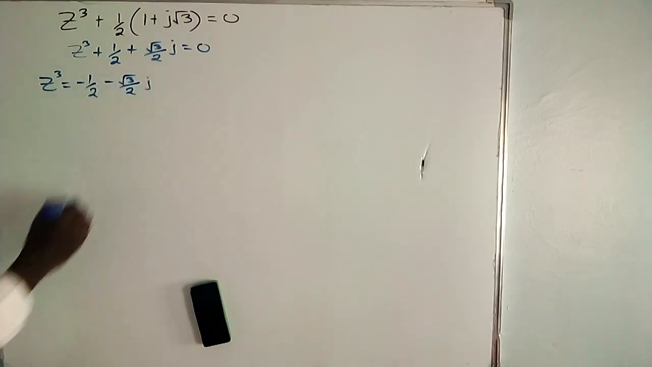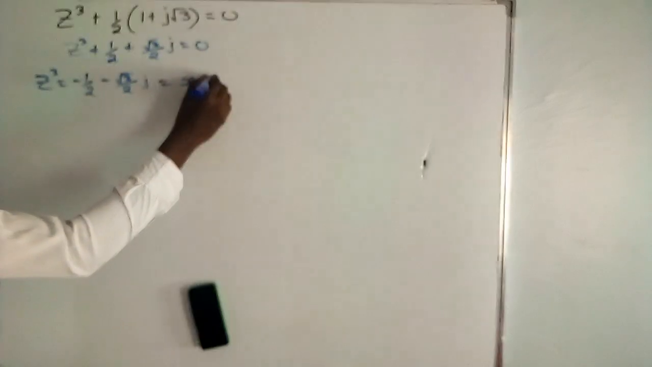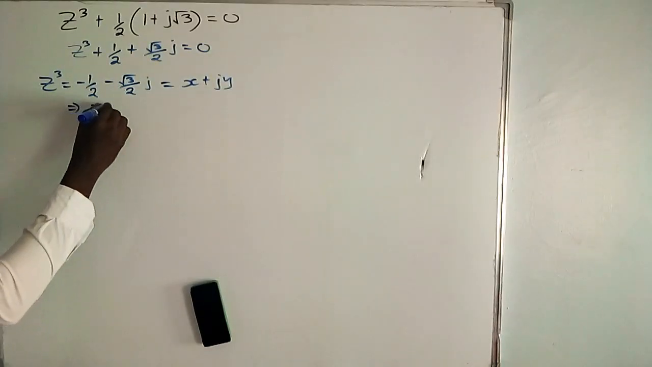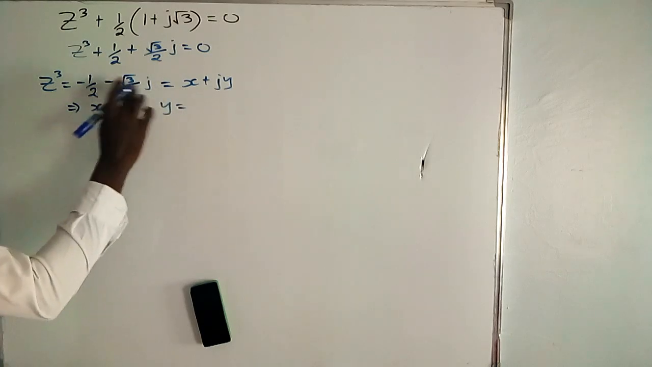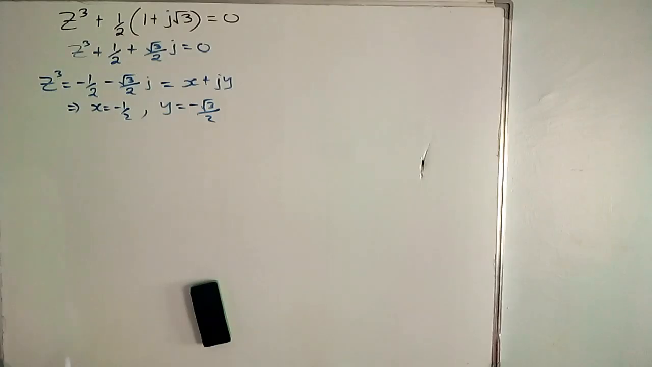Yes. So from there, that equation is in the form x plus jy, isn't it? So you can see your x is negative a half and your y is negative root 3 over 2. Because you can only solve a complex equation in polar form, you have to change this Cartesian form into polar form. The x value here is negative a half and the y value here is negative root 3 over 2 because the equation is in the form x plus yj, isn't it?